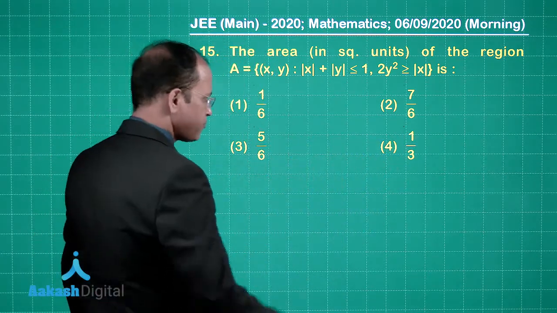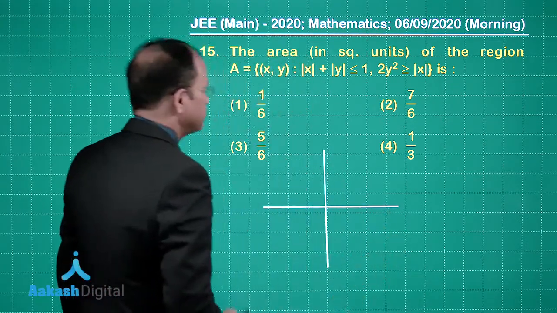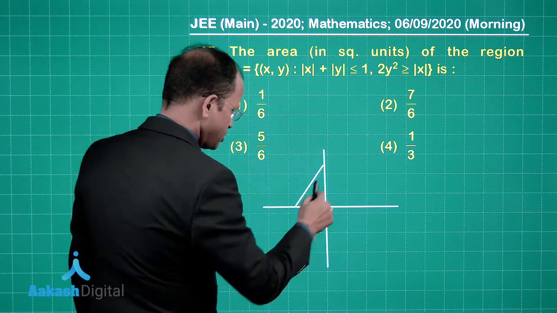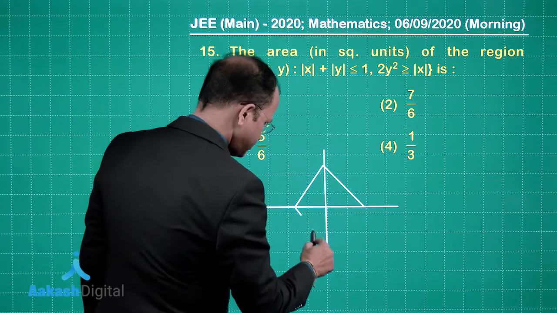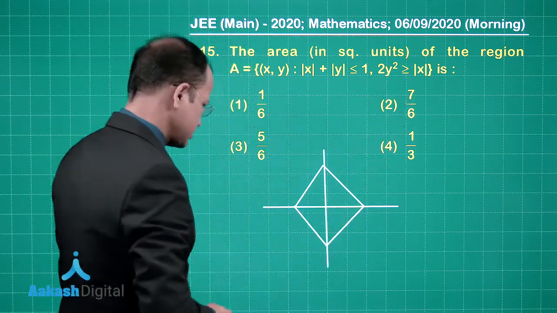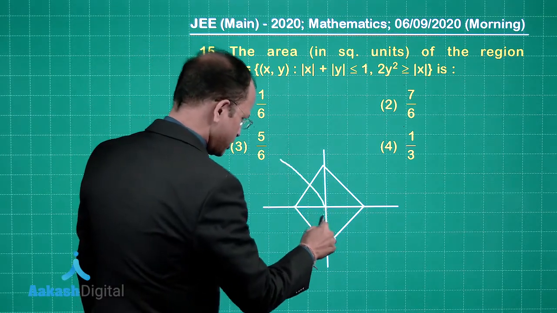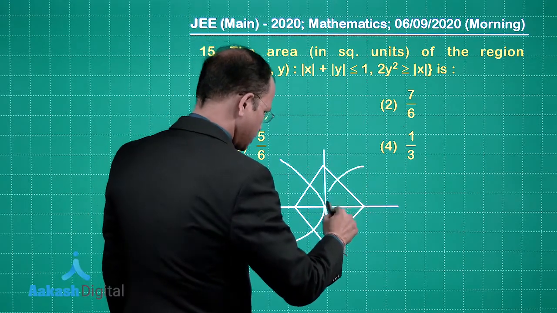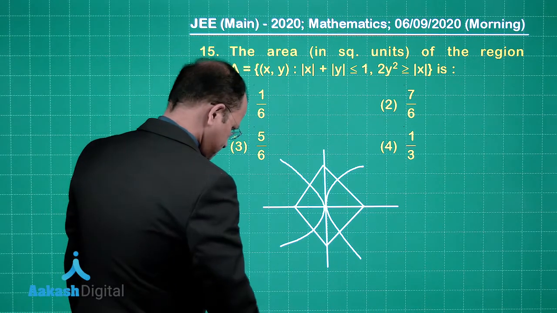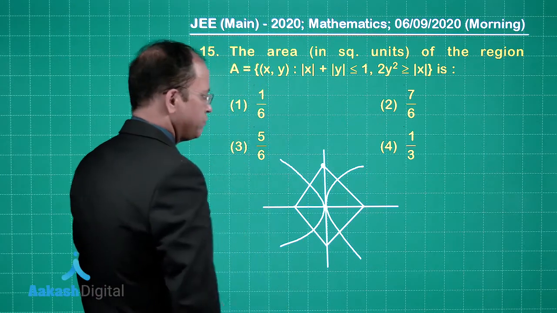So first of all, let's draw the diagram here. This is going to be a very simple diagram. So mod of x plus mod of y less than or equal to 1 is going to be this. This is the curve we are talking about, right? And if I talk about 2y square greater than or equal to mod of x, first of all, these are the parabolas we are talking about, right? So this is what we have. Now, if you see here, this is the origin we have.